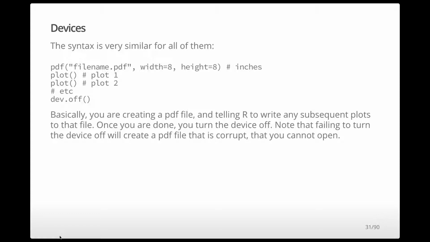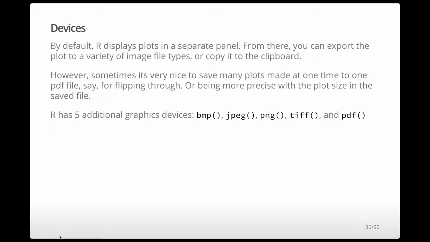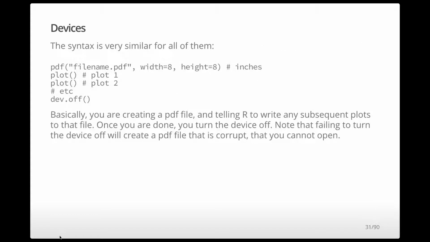Okay? Yes? You have to type in dev.on, or can you go straight to PDF? Just PDF. So all those pretty much are implicitly saying, I'm opening a device, and this is the device I'm doing it with, just one of these types. Okay?